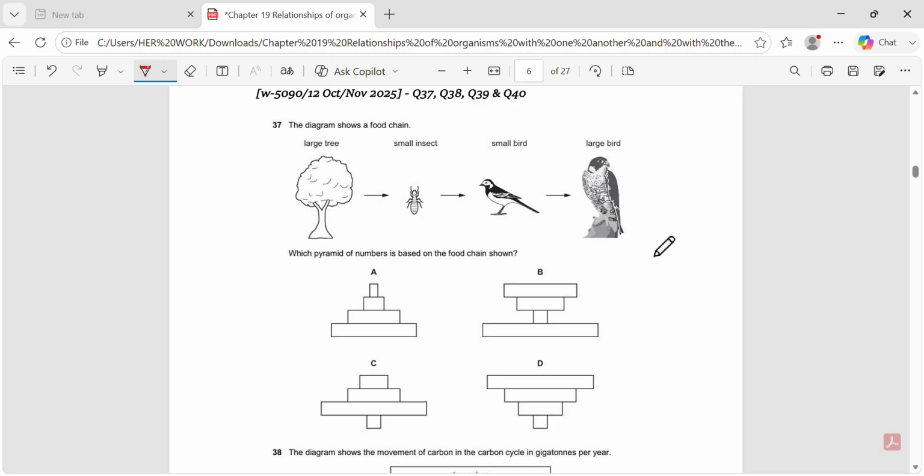A single large tree can support many small insects. Those insects support a smaller number of small birds, which in turn support an even smaller number of large birds. Therefore, the pyramid of numbers will have a narrow base representing the single tree, a wide section for the many insects, and then it will gradually become narrower for the birds. Hence, C is the correct answer.